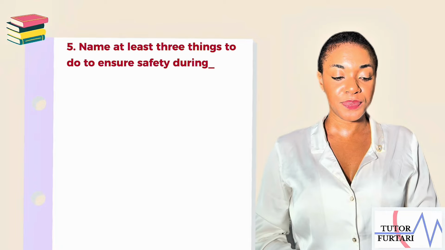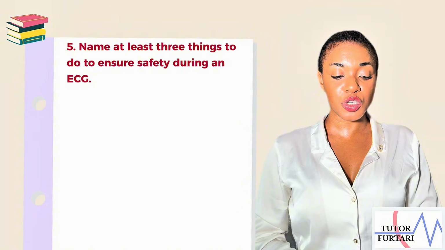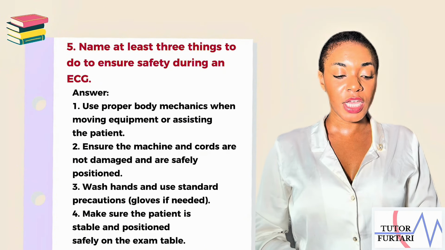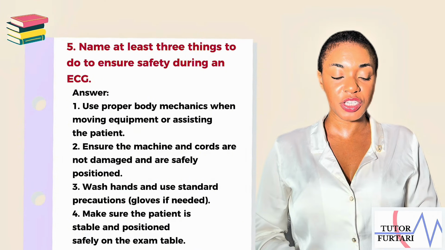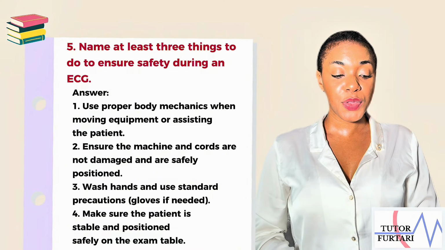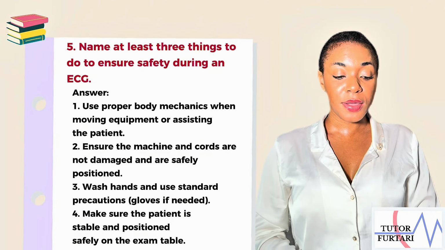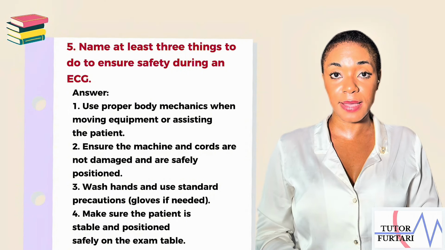Number 5. Name at least 3 things to do to ensure safety during the ECG procedure. 1. Use proper body mechanics when moving equipment and patients. 2. Ensure the machine and cords are not damaged and are safely positioned. 3. Wash hands and use standard precaution as needed. Use your gloves if needed. 4. Make sure the patient is stable and positioned safely on the exam table.